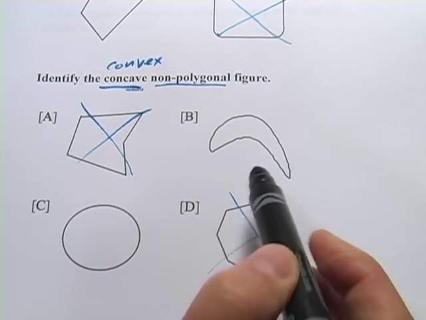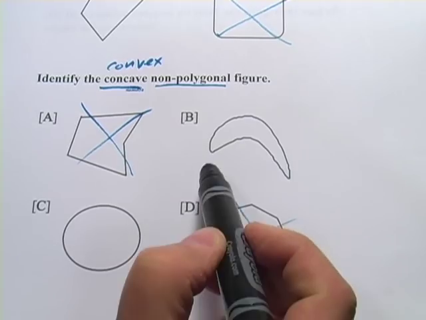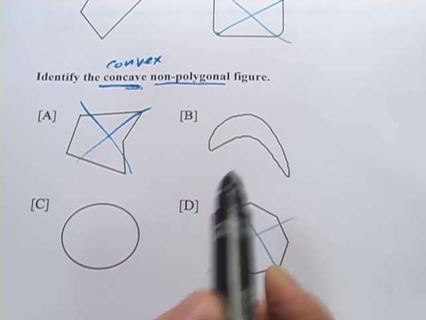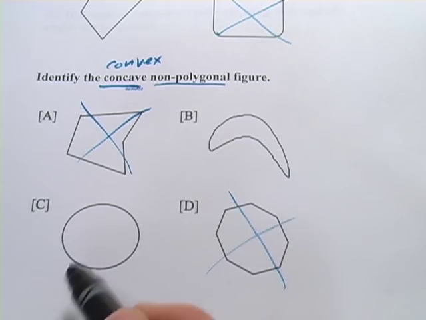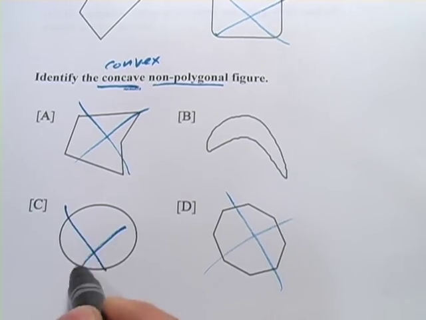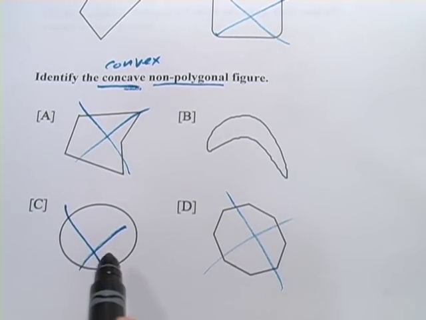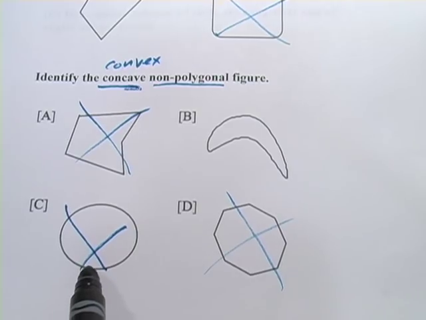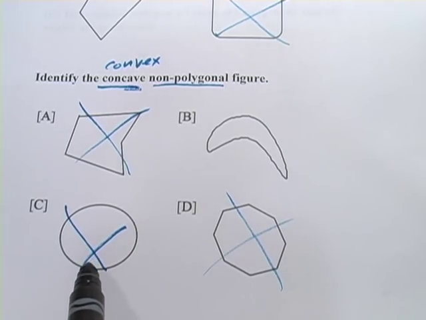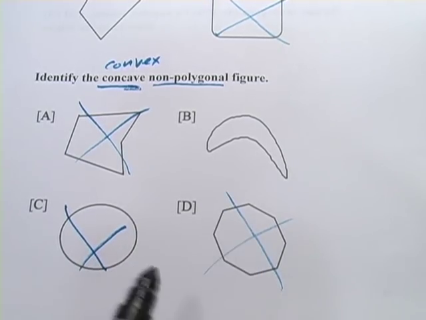And hopefully you can see that B is the one that's concave. It goes in on one side, where C doesn't go in on any sides. So this is a convex polygon, and our correct answer is B. Or sorry, C is not a polygon. It's a non-polygonal figure. So it's a convex non-polygonal figure. So our correct answer is B.